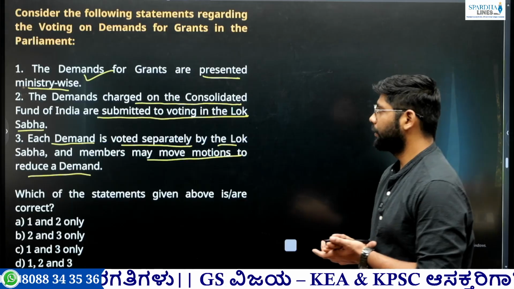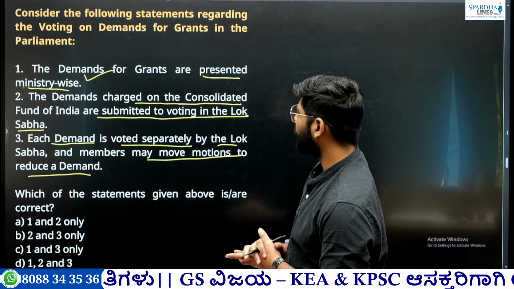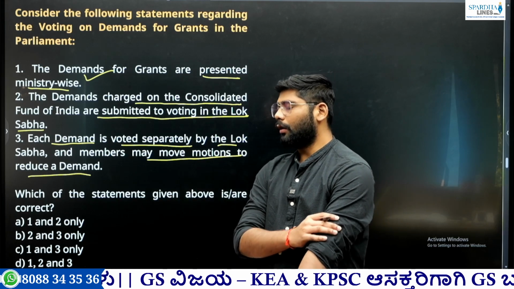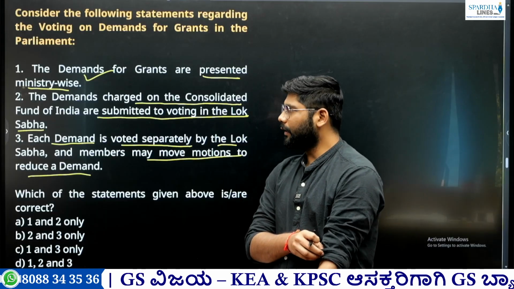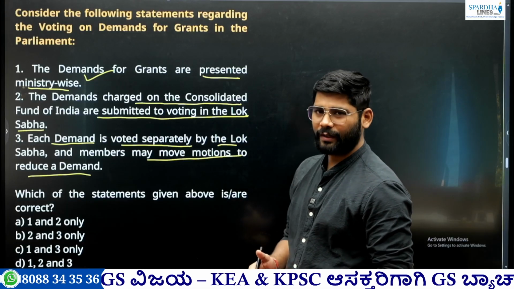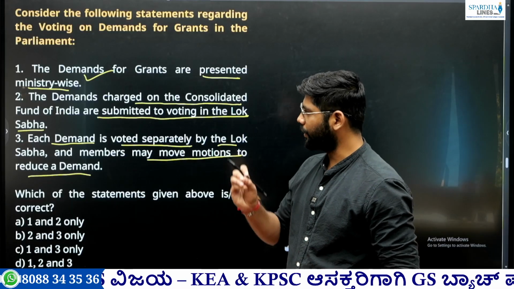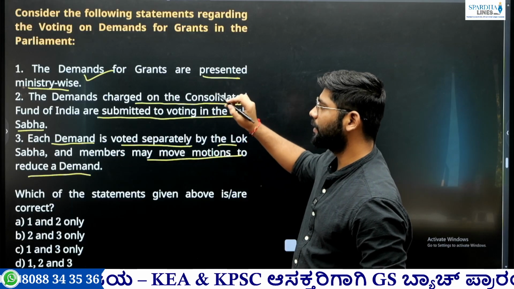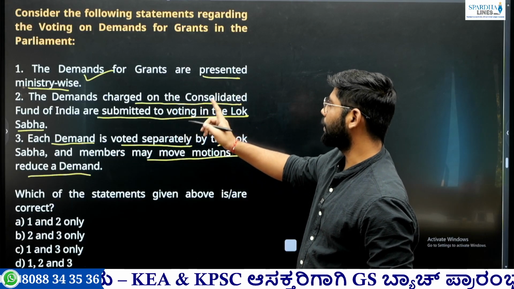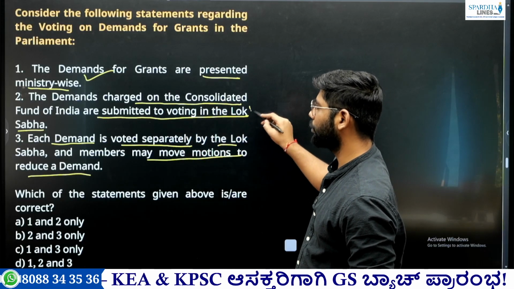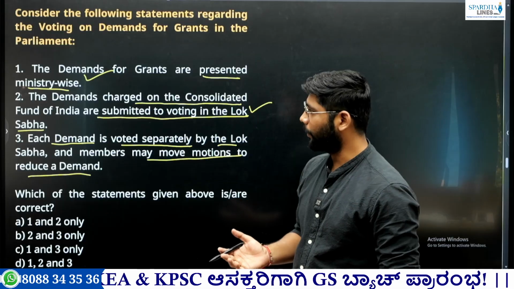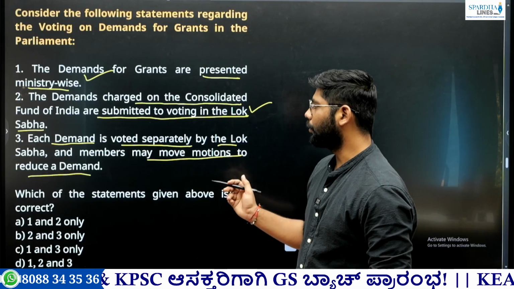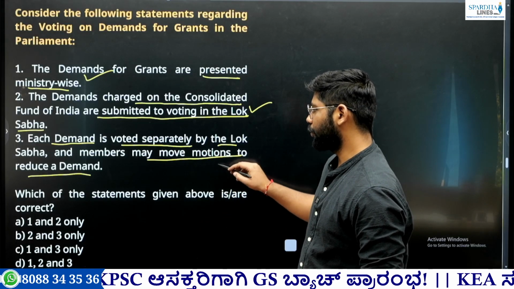Okay, so these are all correct for demand for grants. Remember these statements, that these all are correct. There is hardly any logic and no need to remember the logic. Just remember the statement. When it comes to demand for grants, it will be prescribed ministry-wise. Yes, the demands charged on the Consolidated Fund of India are submitted for voting in the Lok Sabha. Yes, Rajya Sabha has no role to vote on demand for grants. Then each demand is voted separately by the Lok Sabha and members may move motions to reduce the demand.